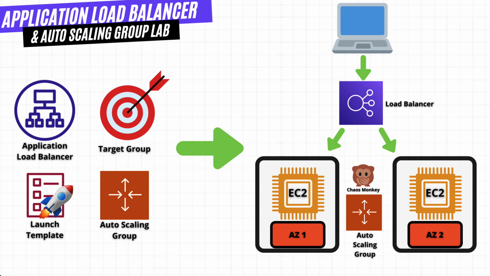Now we will quickly recap what we just did. We created an autoscaling group to automatically deploy our EC2 instance with a launch template and attach that autoscaling group to our load balancer to balance our traffic. We also had some fun and terminated an instance in production and saw how our auto-scaling group automatically replaced it.